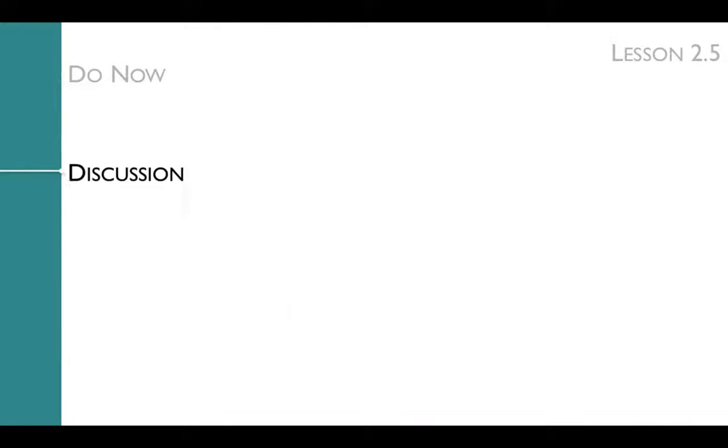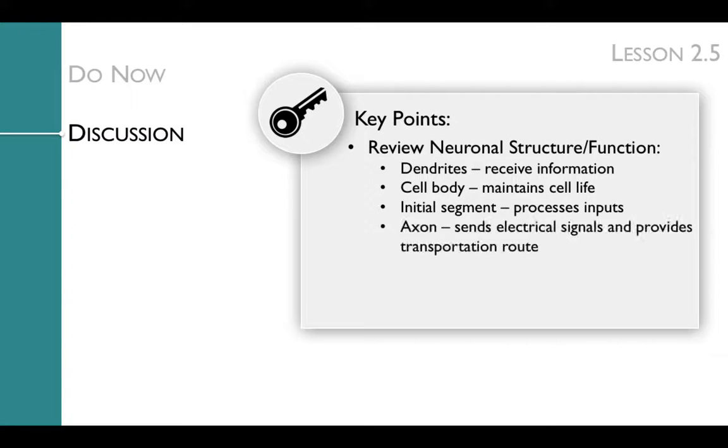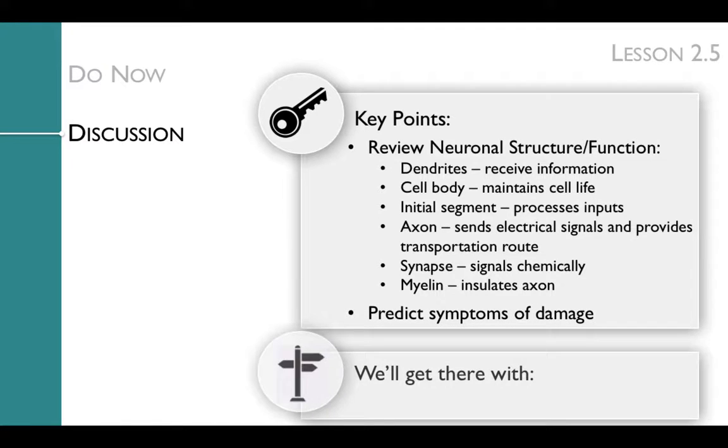The key points of the discussion are again to review neuronal structure and function. So the dendrites, the cell body, the initial segment, the axon, the synapse, and myelin, as well as to predict symptoms of damage. We'll get to these key points with a Socratic discussion.